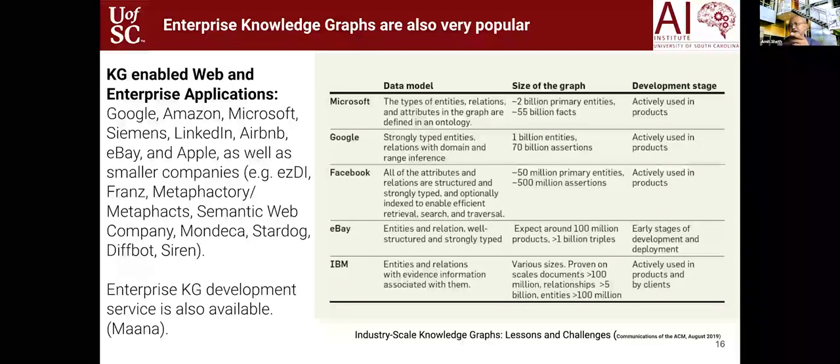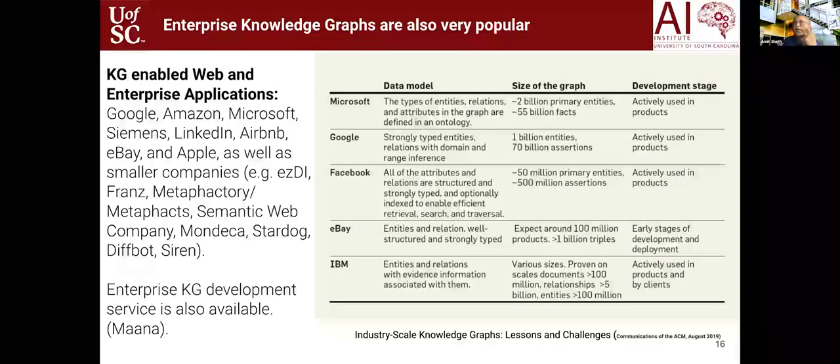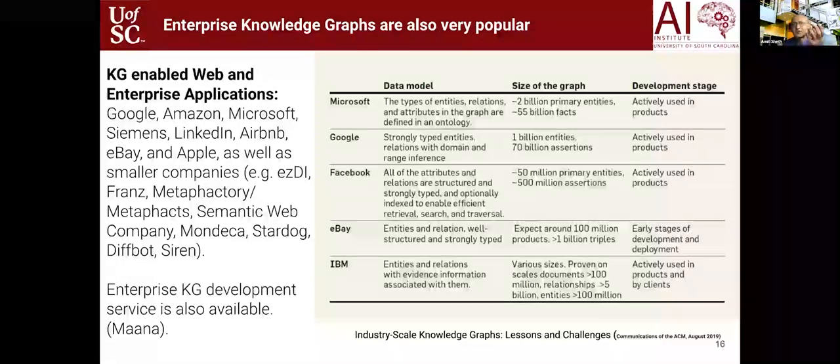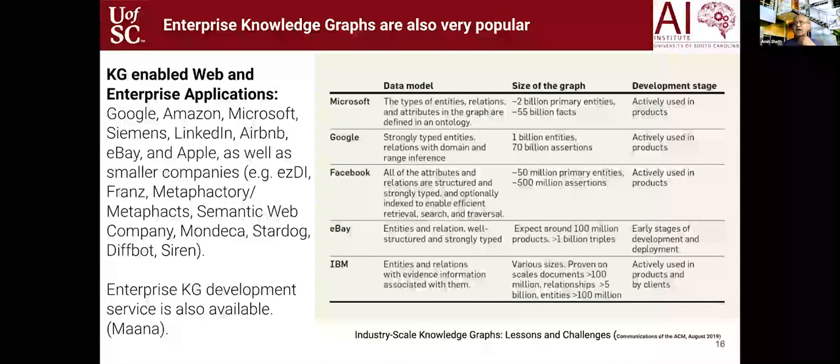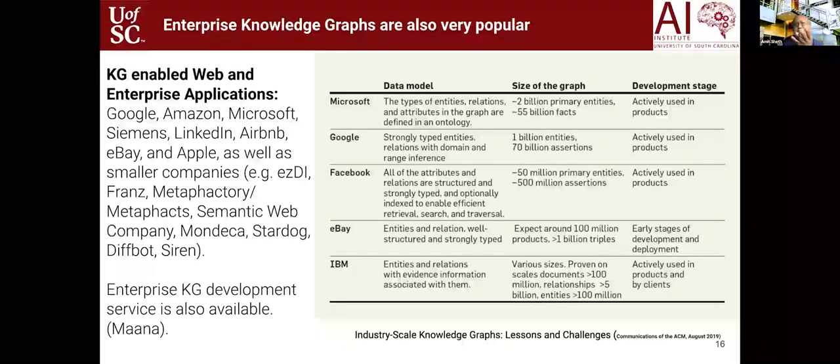On the right-hand side, I've taken material from a paper that talks about industry scale knowledge graphs. What do they model in the knowledge graph? What data model they have used, what representation model they have used, the development stage, and the size of the graph. And you can see that some of them are pretty large.